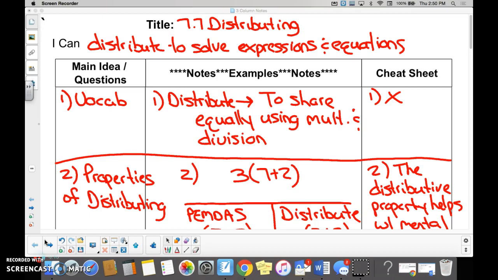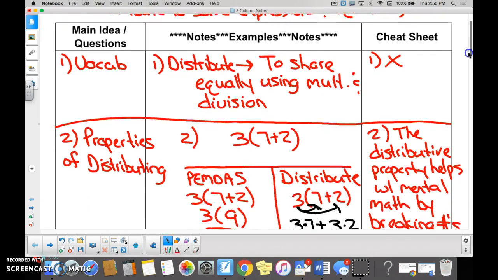All right. To distribute is to share equally. My example of distributing would be a person dealing cards, Kaushik. When you deal cards, you distribute evenly to every player at the table, yes or no? Yes. Cool. Properties of distributing.